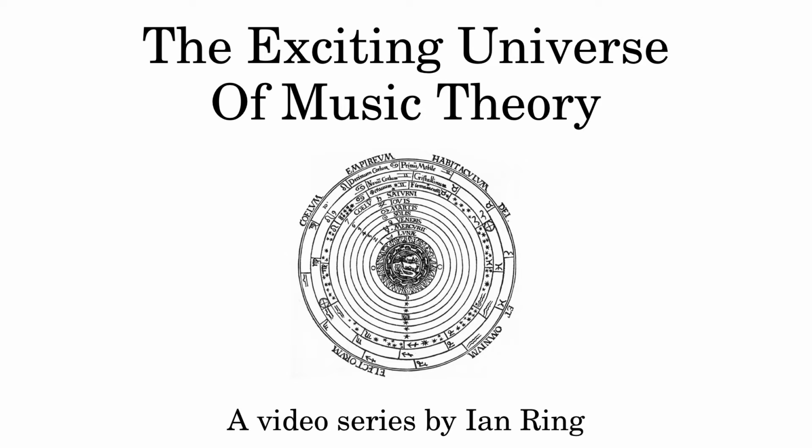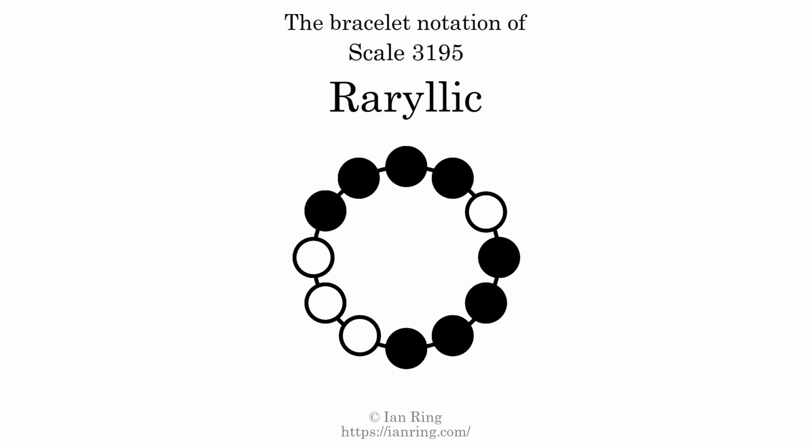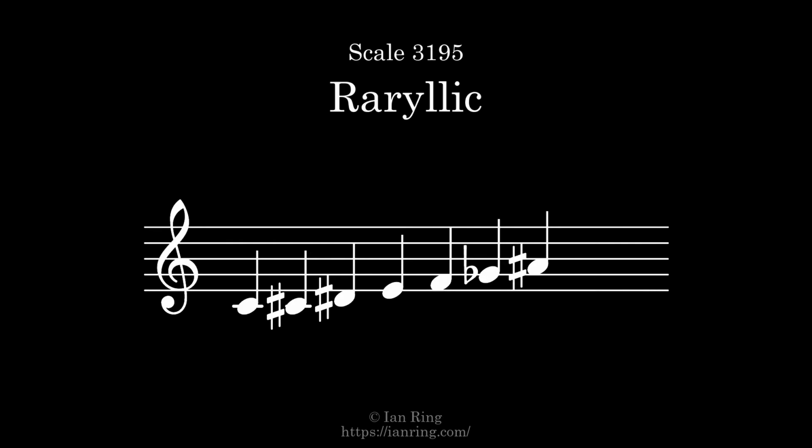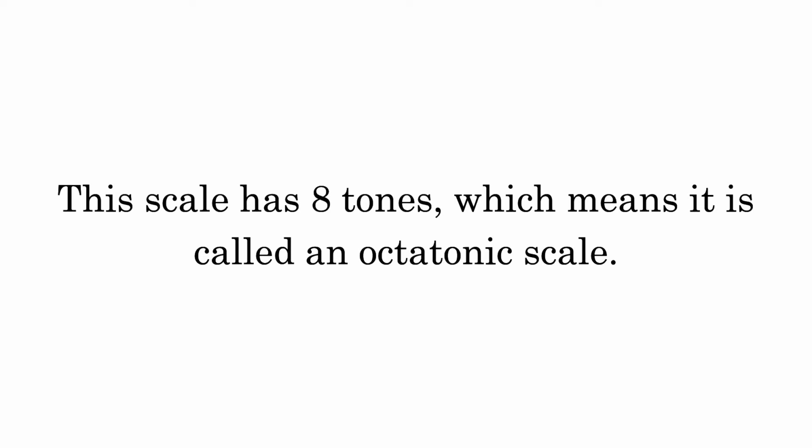Then let's begin. Today we will talk about scale 3195, Raryllic, which sounds like this. This scale has 8 tones, which means it is called an octatonic scale.